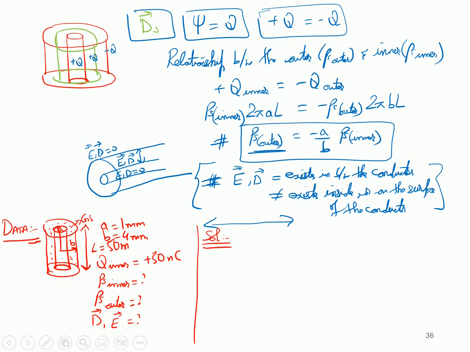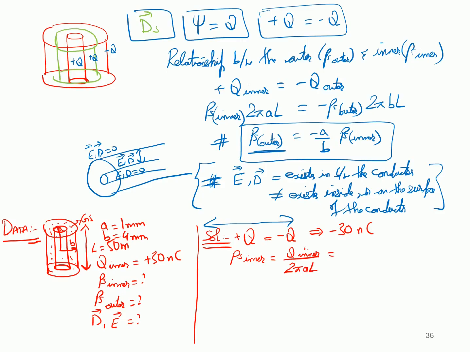So immediately we know by Faraday's principle that whatever charge is inside is going to be the same charge on the outer conductor with a negative sign. This means that the outer conductor will have a value of minus 30 nanocoulombs. Okay, this is good. Now we want to find the value of the surface charge on the inner conductor. So that is the ratio of Q inner divided by the area 2 pi a L.